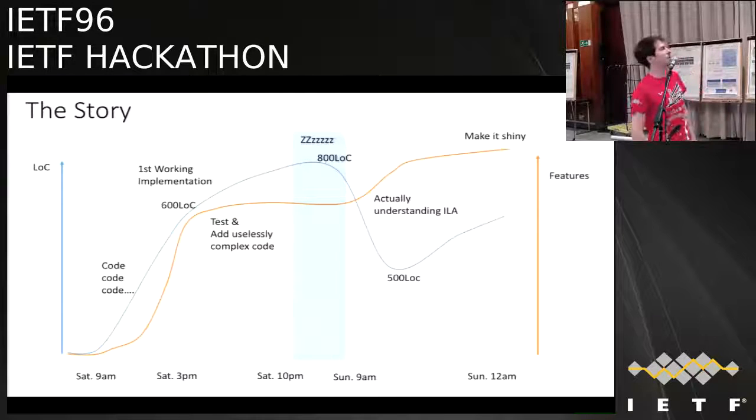This is basically the story of our implementation. You can see how lots of code was written at the beginning. In about 5 hours, we got something working, like functional. Then we slept a little bit. We understood exactly what ILA is, which helped us remove a lot of code that was useless while adding more features, which is interesting. But that's usually how it works, I guess.